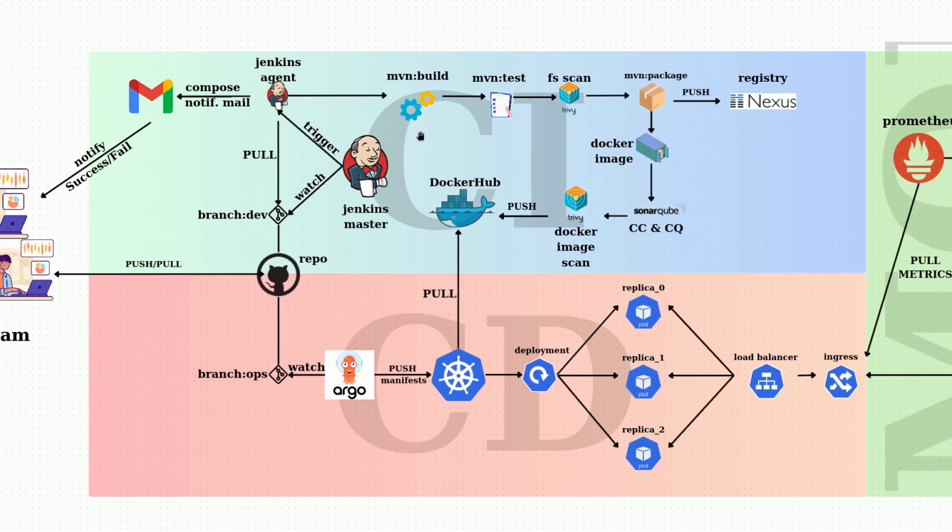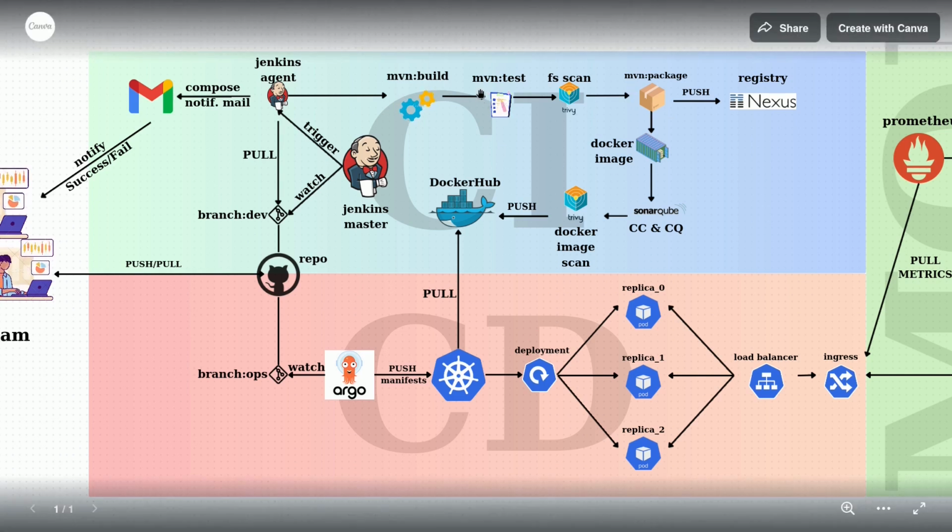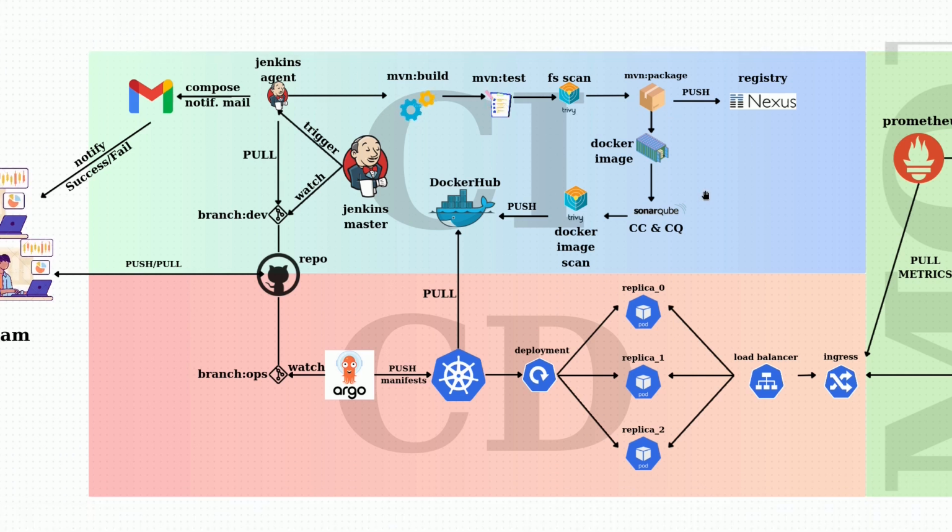After the build process is finished, it will test the code, then it's going to scan the file system. Once that's finished, it will package our software, basically creating the jar file, because we are going to deploy a Java application, and as you can see, I used Maven everywhere. So we are going to use Maven build, Maven test, and Maven package. Once the packaging is done, Jenkins will push that package into our Nexus server. Then it is going to create a Docker image from that jar file.